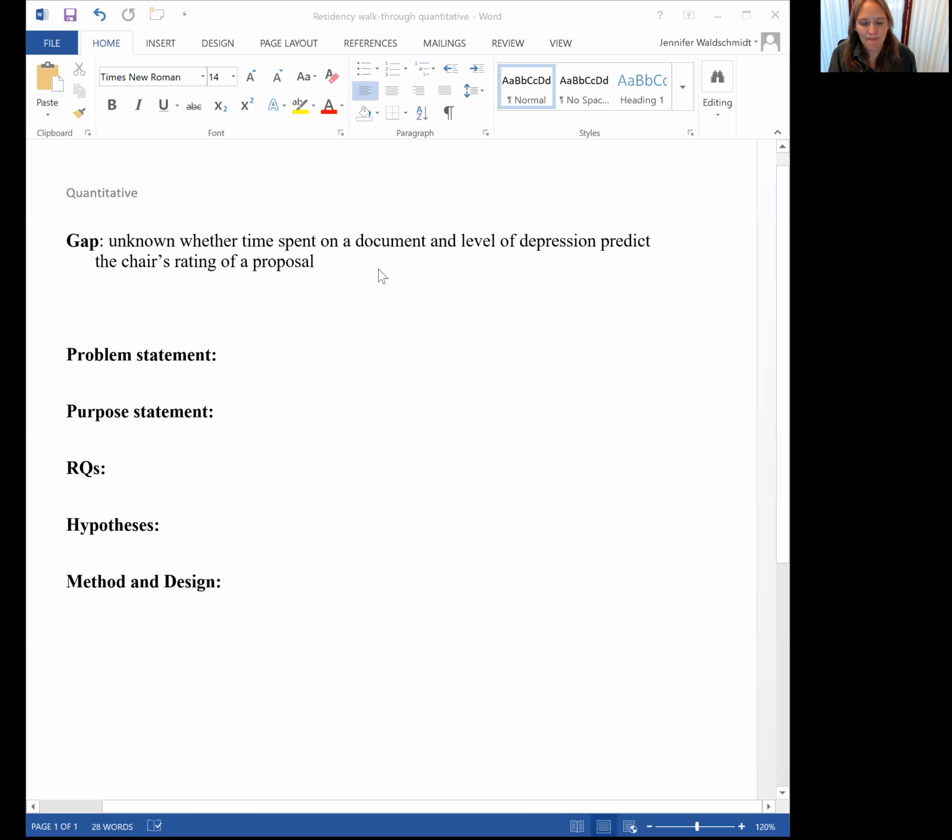Hopefully that's helpful. But now I want to run through a couple of examples. The first one that I want to share with you is just a quantitative example, and I've got a gap up here. The other important thing about the gap, let me stop sharing this real quick, the other really important thing about the gap here at GCU is that it has to be set by recent empirical literature.